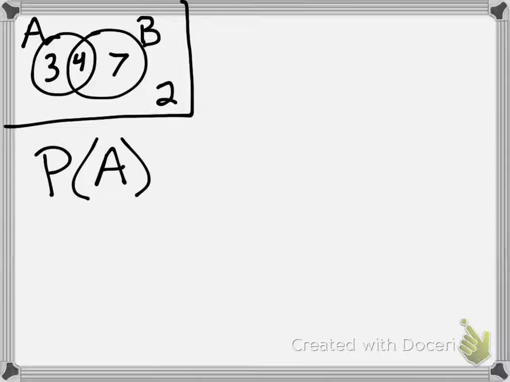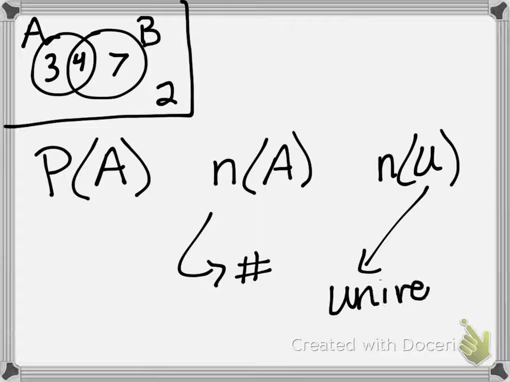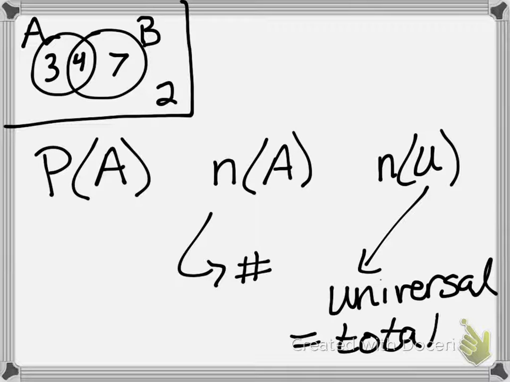Now, some other notation: instead of the capital P, we can have an N, which basically just stands for number. So how many people are in group A? That's what this is asking. And then the last one is this capital U, which means our universal set, which is the same thing as just the total.